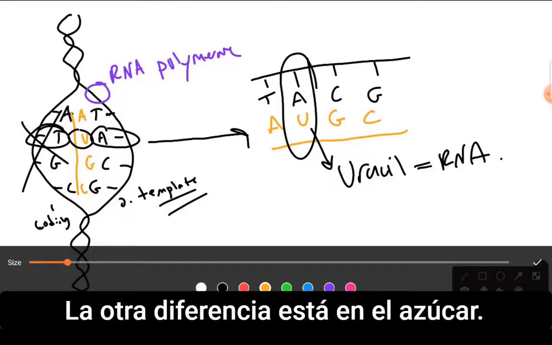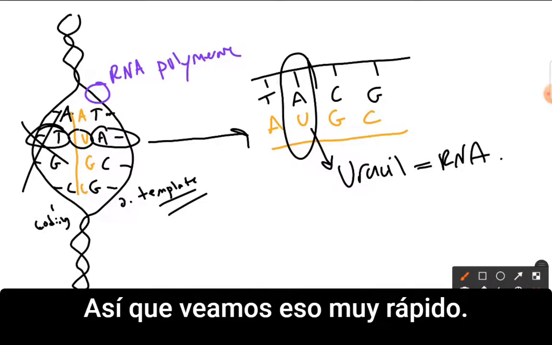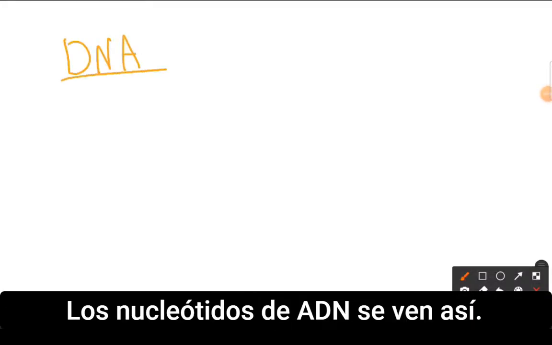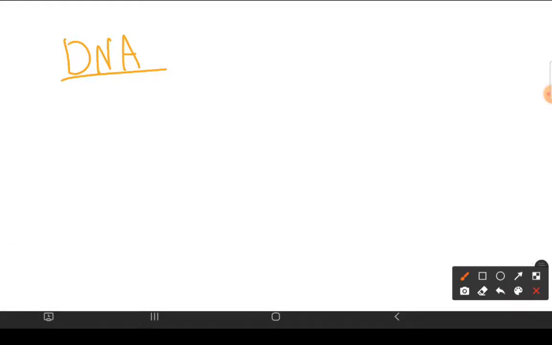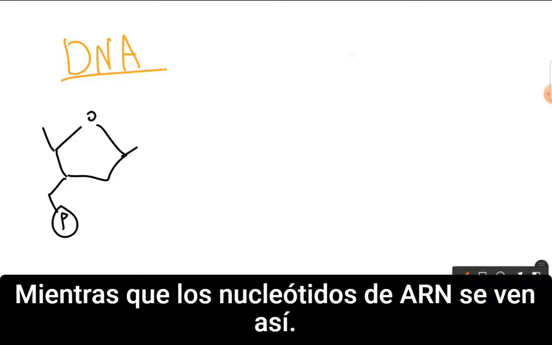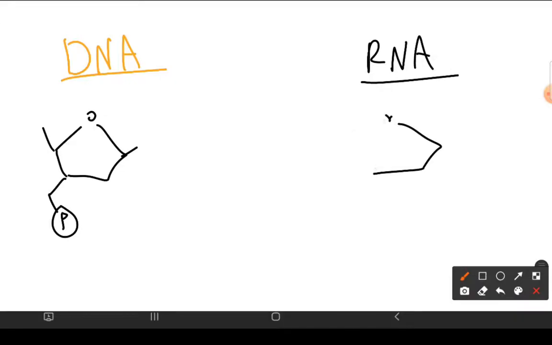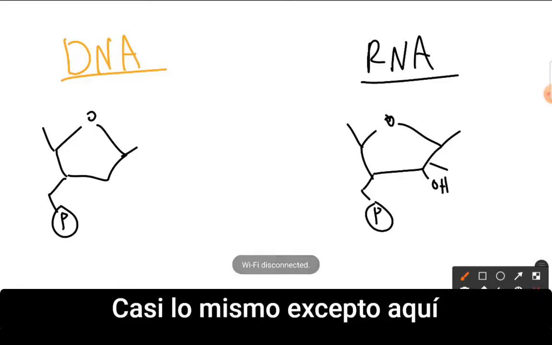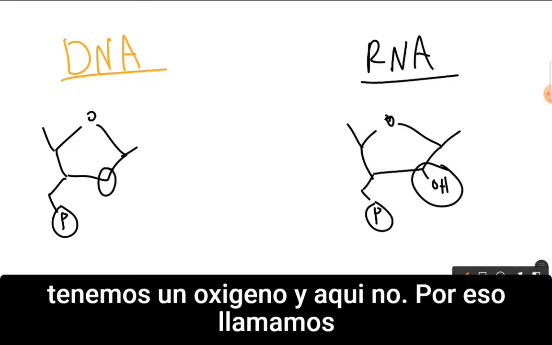The other difference is in the sugar. So let's look at that real quick. DNA nucleotides look like this. Whereas RNA nucleotides look like this. Almost the same, except here we have an oxygen and here we do not.